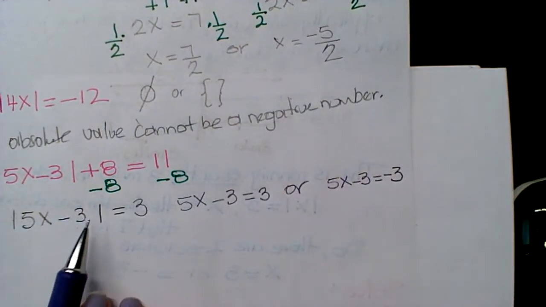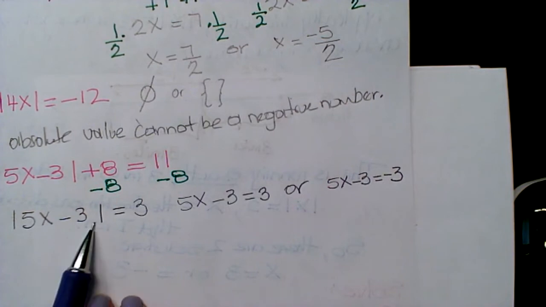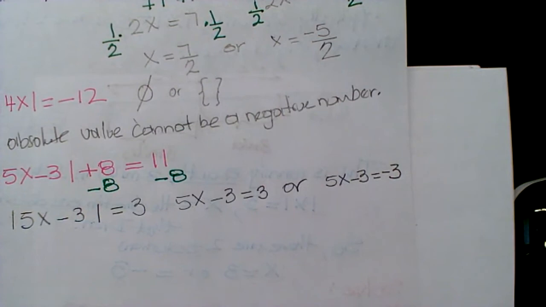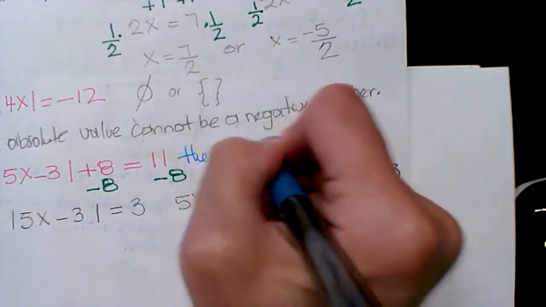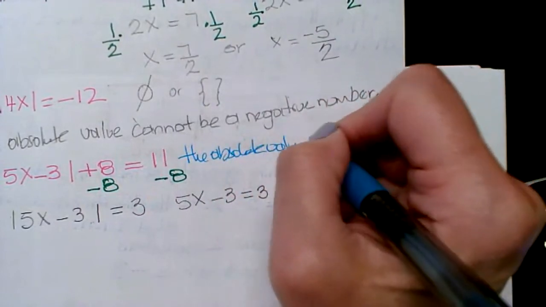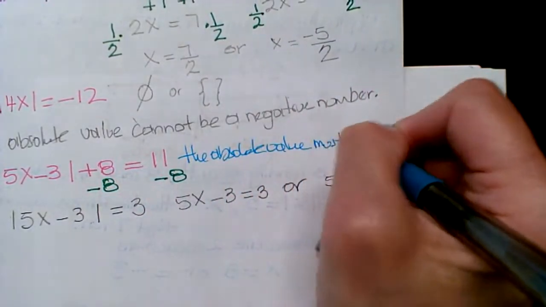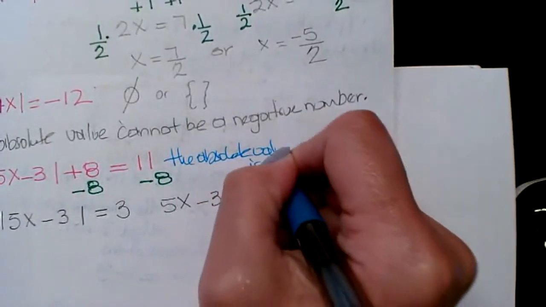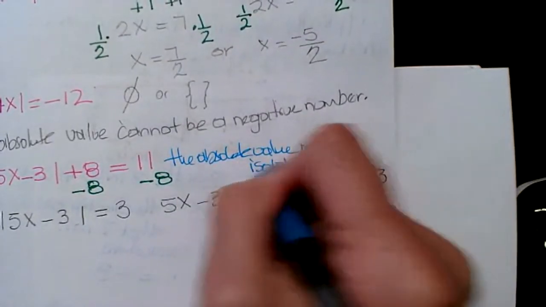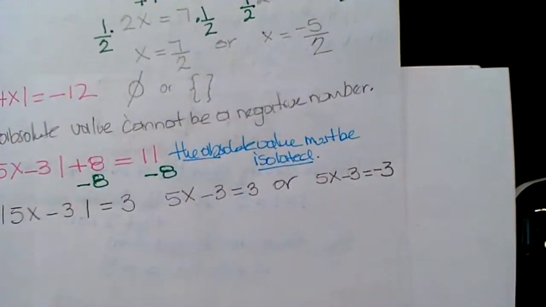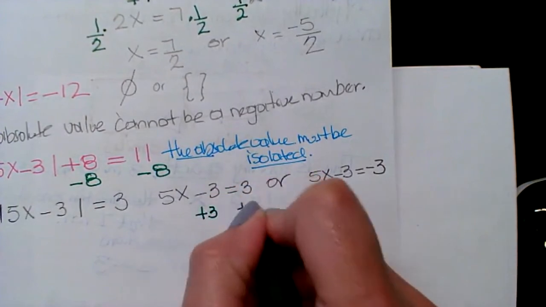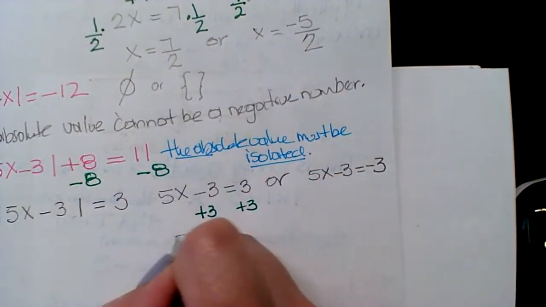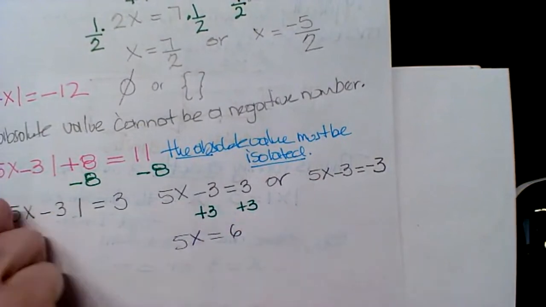We need to isolate the absolute value. The absolute value must be isolated, don't forget, okay? So now, right here, I'm going to make a 0 by adding 3 on both sides of the equation. So I have a 6.